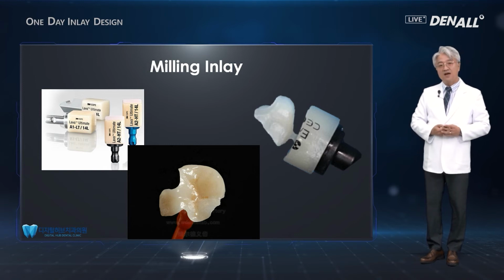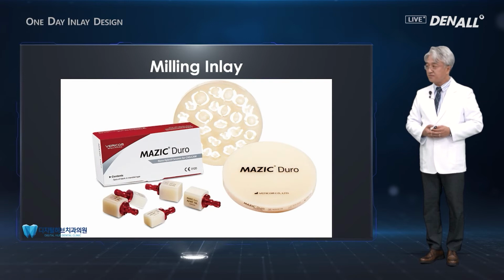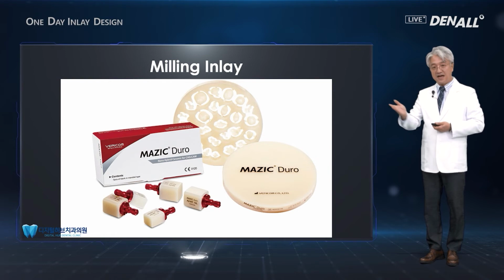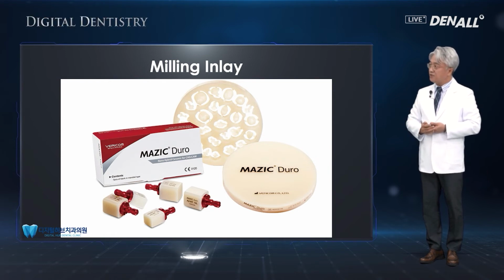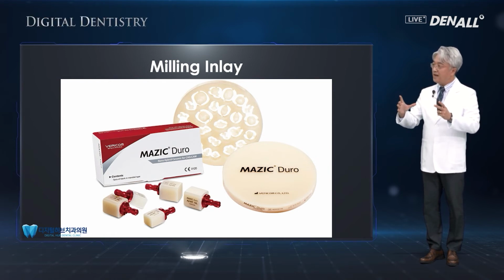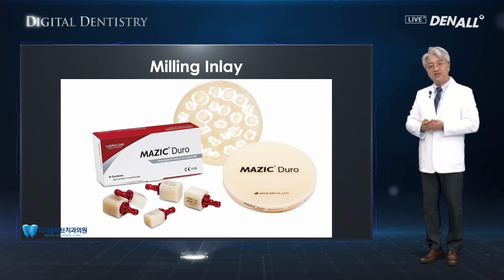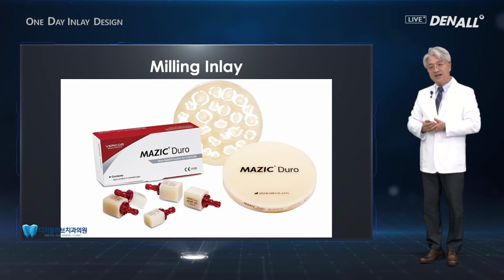So in the milling machine, you can use the block type or like this disc type material can be used. So let me explain about this. So this disc type is within one disc compared to block. You can have more numbers of inlays milled. So economically, it's very attractive. And this is hybrid type resin, and it's very good material. And as inlay material, at our clinic we use this quite a lot.